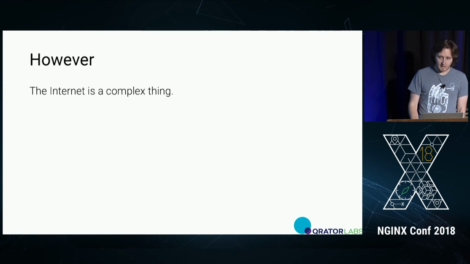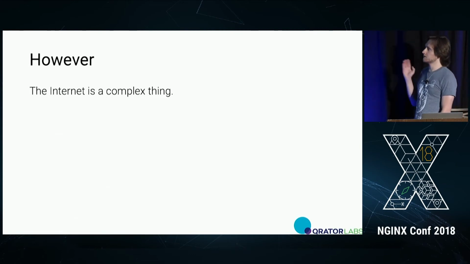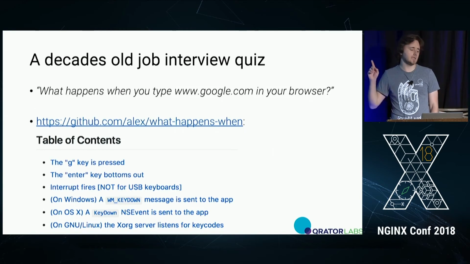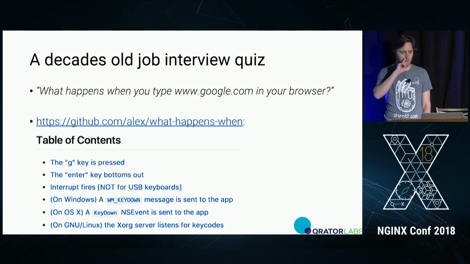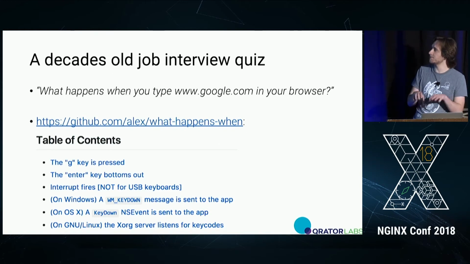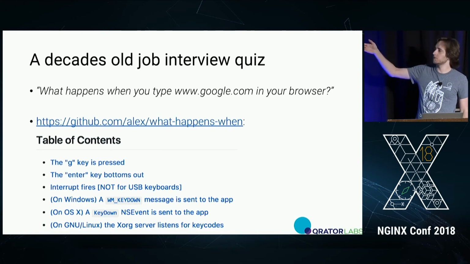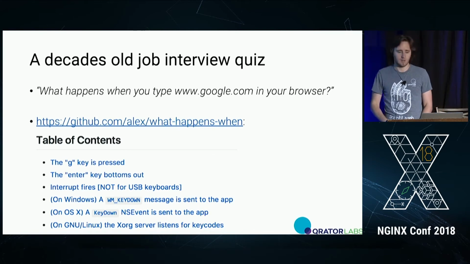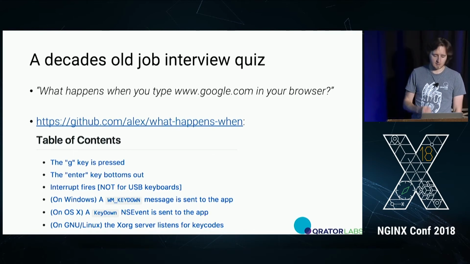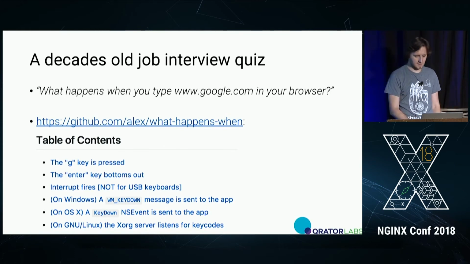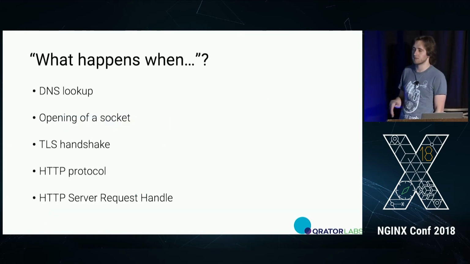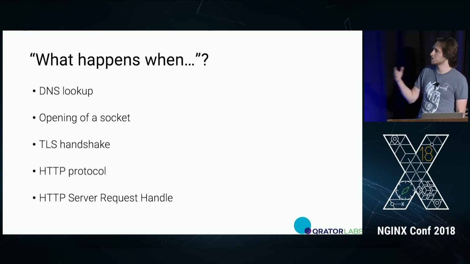However, as you may know, the internet is a complex thing. There's a decades-old job interview quiz, which goes like, what happens when you type www.google.com in your browser? There's a GitHub repo which addresses this question with a long list of answers, point by point. And with regards to network, there's a list of something happening on the internet when you try to reach a resource.